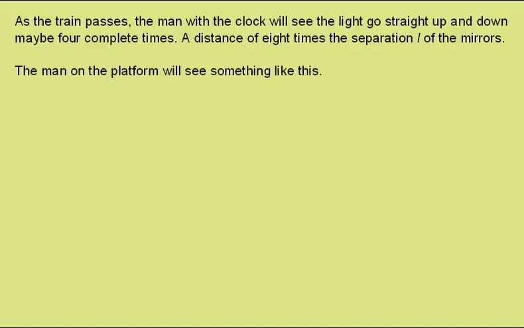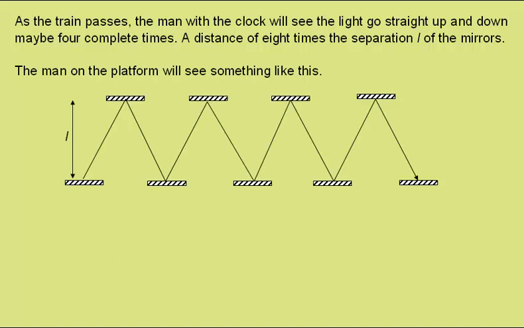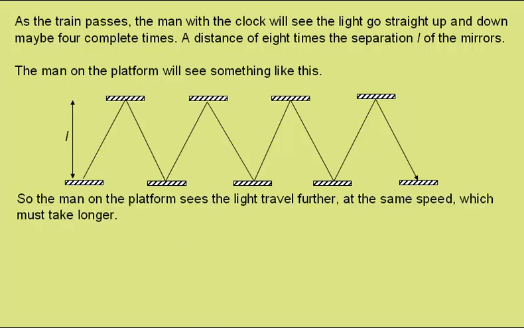The man on the platform, however, will see something like this. Here are the mirrors a distance L apart, but as the train moves along, the man will see the light leave this mirror, hit the top mirror, then down to this mirror, and so on. Now this length here is greater than L. So the man on the platform sees the light travel further at the same speed, which must take longer.